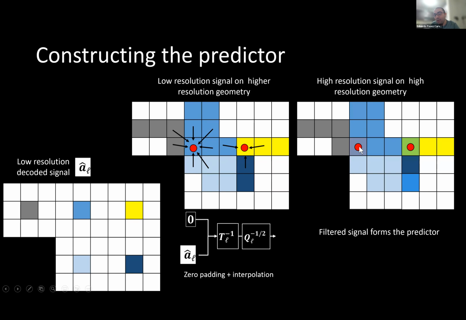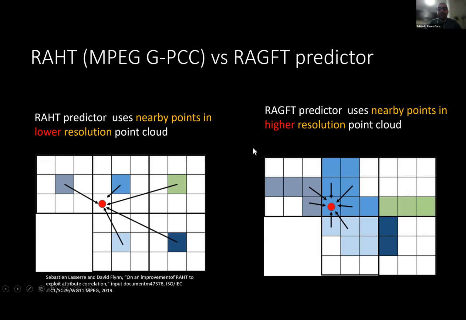For this point here, we do the same, but we use these high resolution neighbors. And then we get a combination of blue and yellow, and we get approximately a green color. And then we do this for all points, only using the neighbors in high resolution. This is how we build the predictor from a couple of slides ago. What's different from the approach that's been implemented by MPEG is that in MPEG, they use the RAHT. Because they ignored some of the geometry information, they build the predictor using the neighbors in a low resolution point cloud. So the predictors that they build are not as good, while our predictor here exploits the higher resolution geometry that's available.